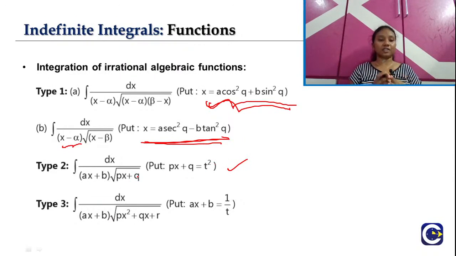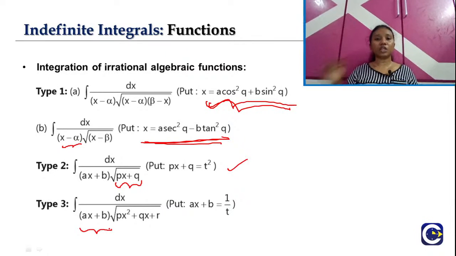If we get into the second type, it is not a direct factor, but it is in the format of ax plus b and px plus q. Then in place of this root expression, we are going to substitute t square and further simplify it. Similarly, we have type 3, where the integral is of the format 1 by ax plus b into the root of a quadratic function, that is px square plus qx plus r.